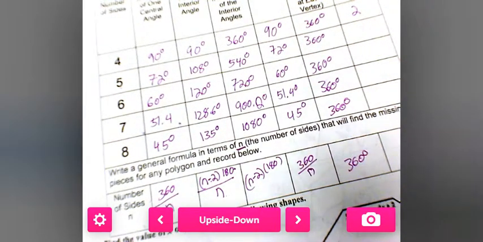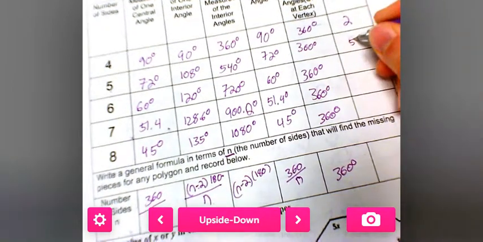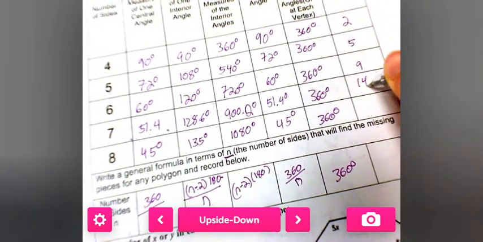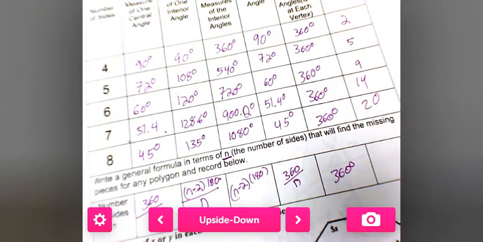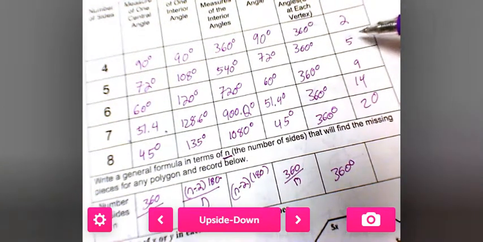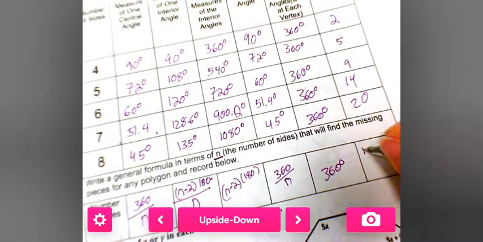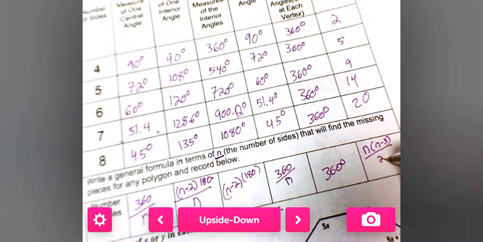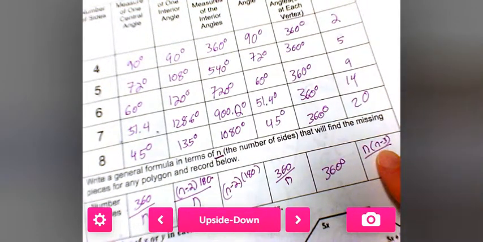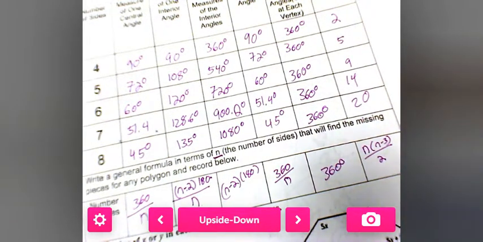Okay. We know this one was 2. This one was 5, 9, 14, and 20. We want to do just with the number of sides. We know this one went up by 4, 5, 6, so on. So, the way to do this is n times n minus 3 divided by 2. Number of sides, so let's do like 8. 8 minus 3 is 5. And then you times it by 5, divide it by 2, and you're going to get your number of angles.